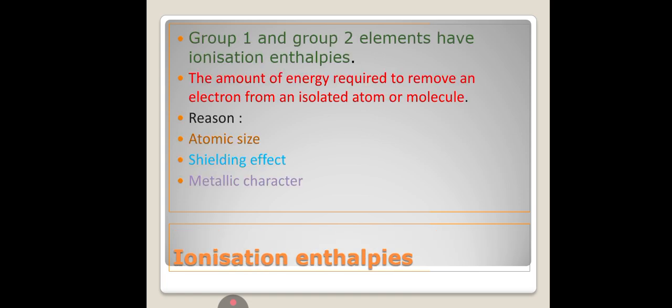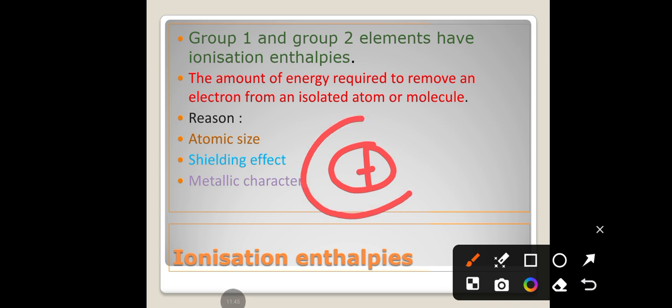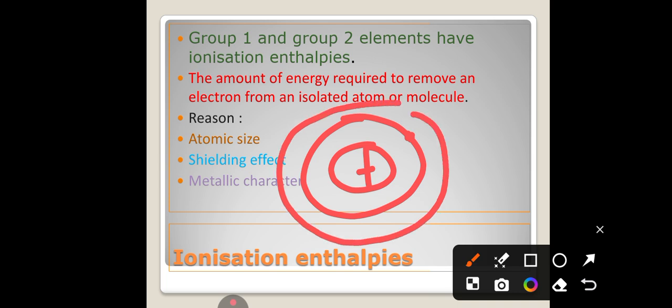Now let's go ahead with some of the properties of group 1 and group 2 elements. Their ionization energy is very less. What is meant by ionization enthalpy? The amount of energy required to remove an electron from an isolated atom or molecule. Why is it so? Let's understand. Let's take the nucleus and this is the orbit, the K shell, and then we have the next orbit, the M shell. Let's take the example of lithium. Lithium has atomic number 3 and it has 3 electrons.